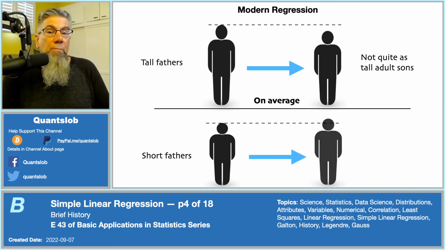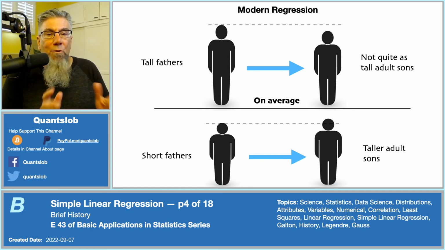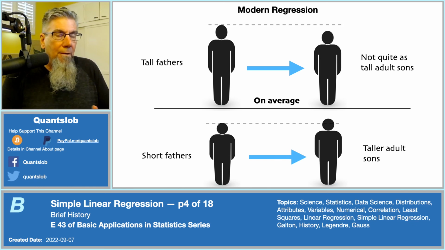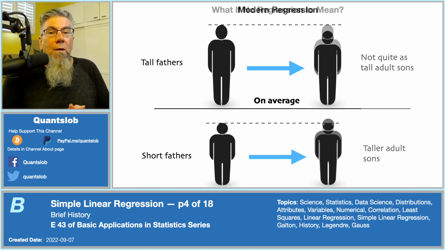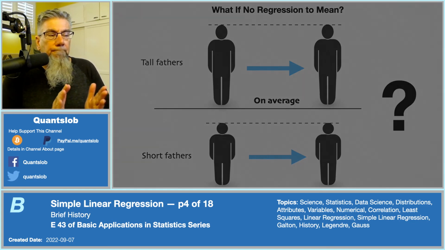By the way, in his book, The Lady Tasting Tea, David Salsburg points out that this result for Galton was both surprising and yet, after some consideration, obvious. Actually, a very interesting observation. Why do we say obvious? Well, suppose there was no regression to the mean, that adult sons were on average as tall as their fathers. What would the world look like?